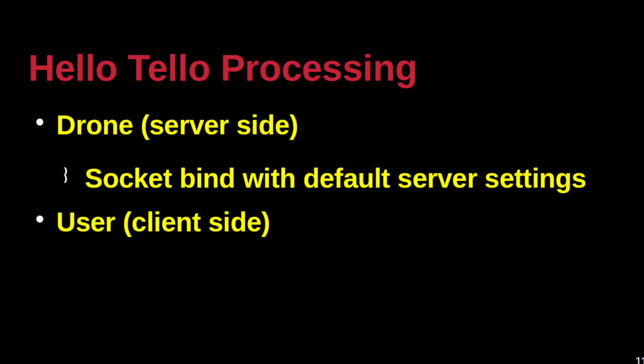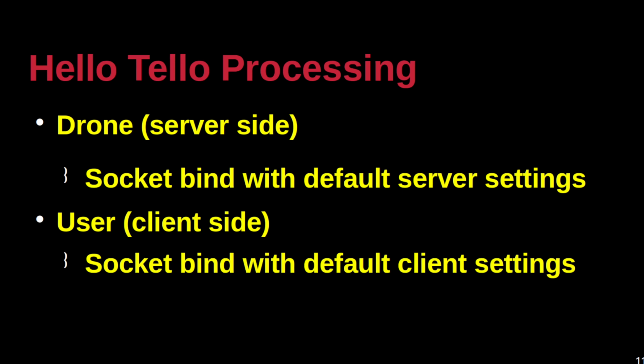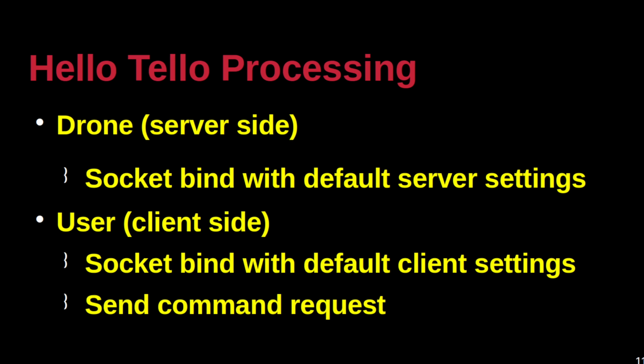When the Tello is switched on, it is initialized as a server with default settings for IP address and port number. When the client program, the Python script, is launched, it binds the socket with specified IP addresses and port settings for the drone and itself. This step is referred to as initialization, and it is performed only once. The next step sends command requests to the Tello.